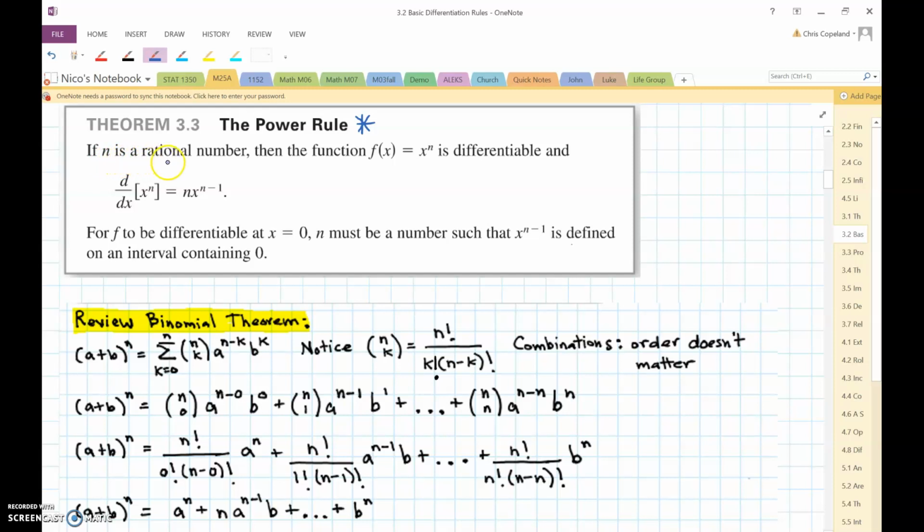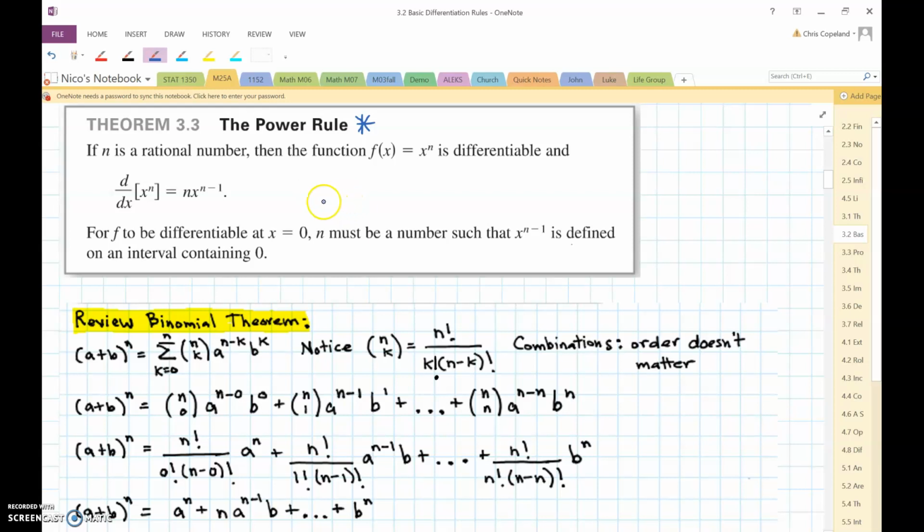If n is a rational number, then the function f of x equals x to the nth power is differentiable, and remember this means the derivative of some power function, so x to the nth power with respect to x, will equal n times x to the n minus 1. For f to be differentiable at x equals 0, n must be a number such that x to the n minus 1 is defined on an interval containing 0.